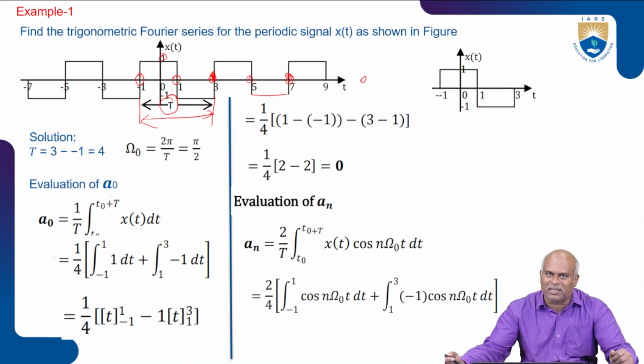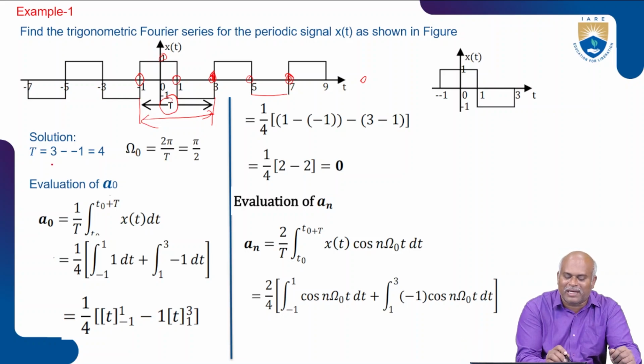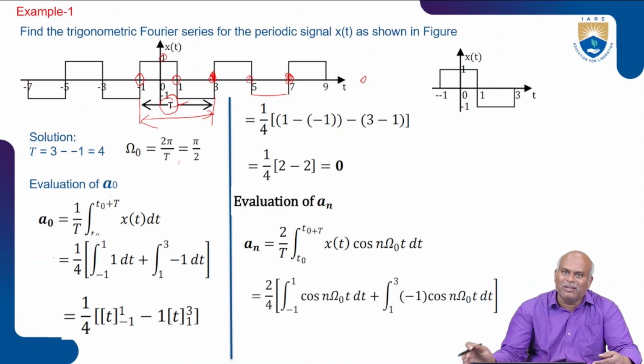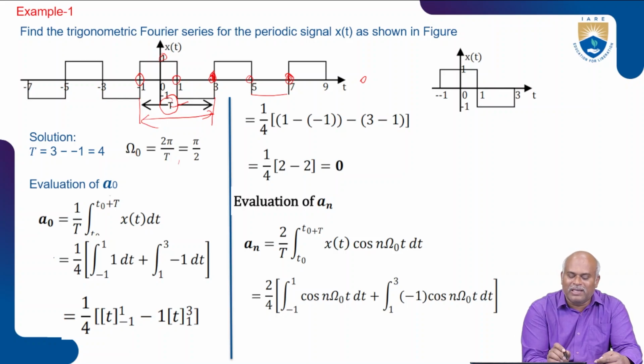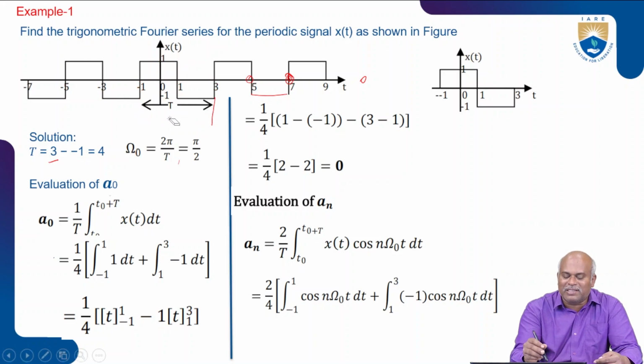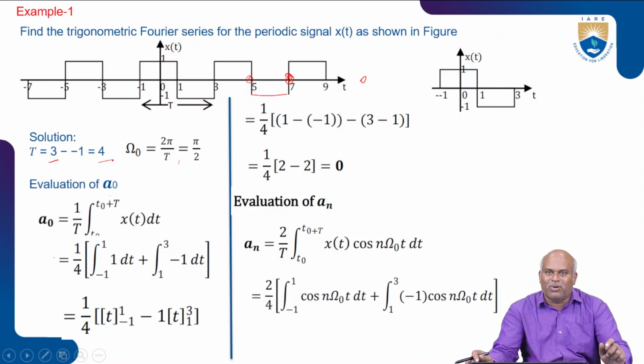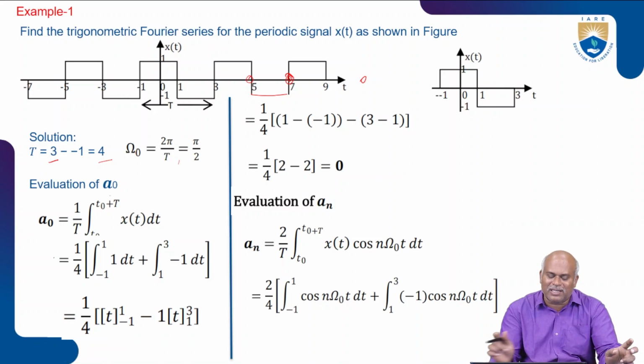Okay, we need to do the solution. First we find the capital letter T. This T is minus 1 to 3. The fundamental period is the end of the signal minus the start of the signal. Here the end is 3, minus the starting point, which is minus 1, so I write minus of minus 1. So the total period of our signal is T equal to 4. That is one period, represented as 4 divisions.